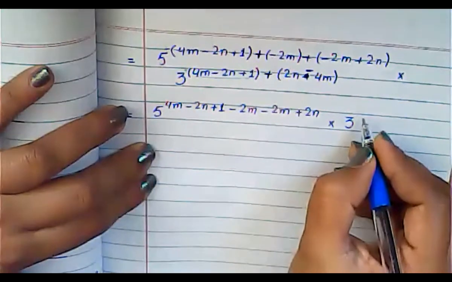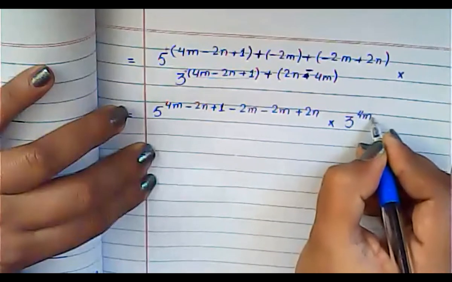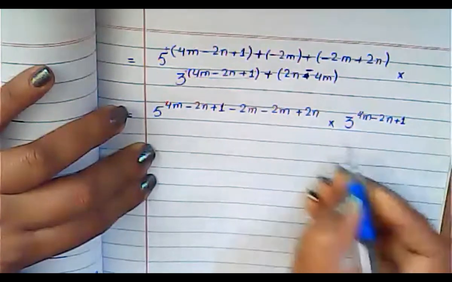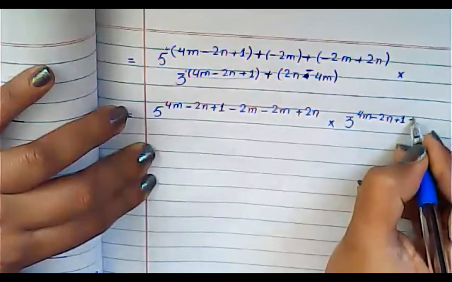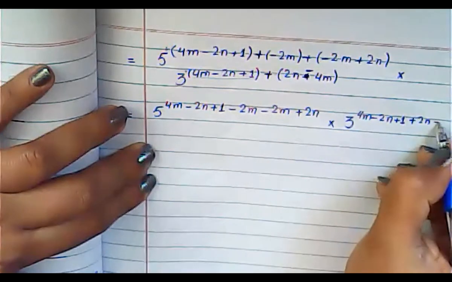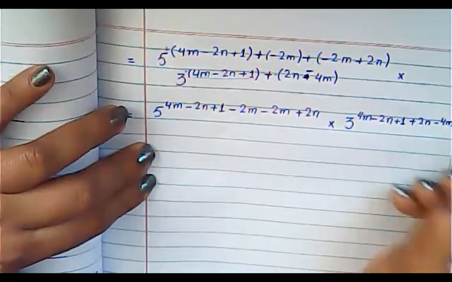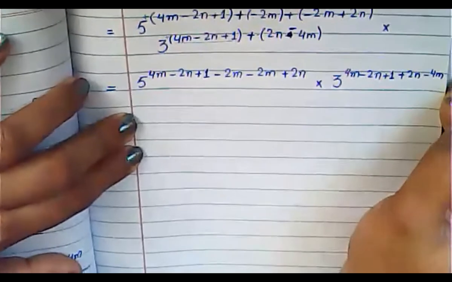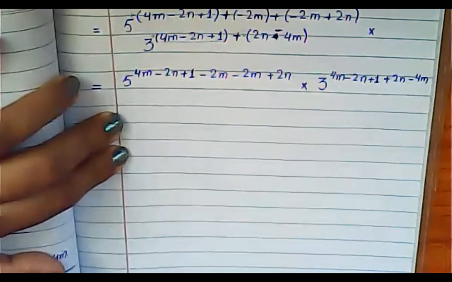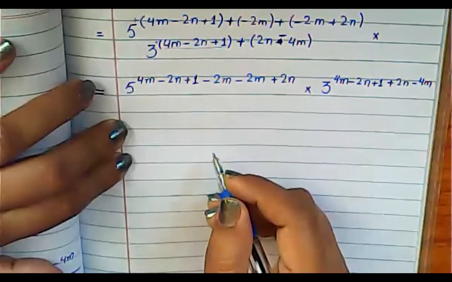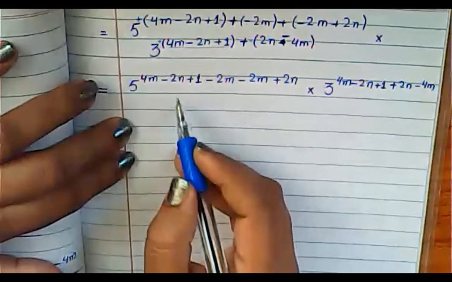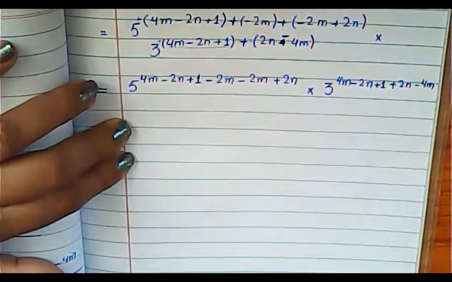So I'm going to write here 4m minus 2n plus 1, and then plus plus plus 2n, plus minus minus 4n. Clear? Okay, now what I'm going to do, I'm going to check whether something is cancelling or not.